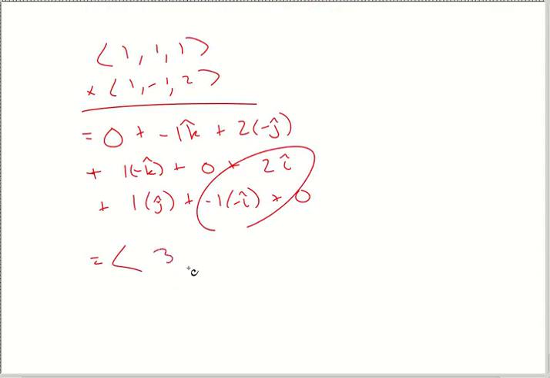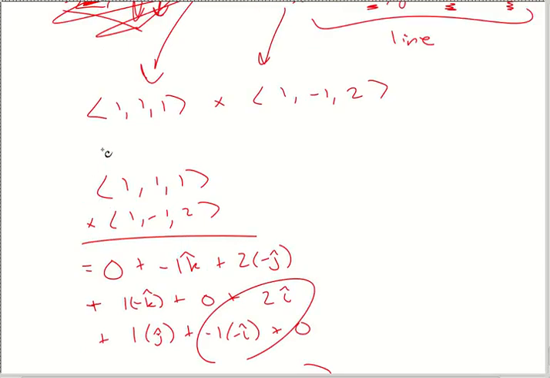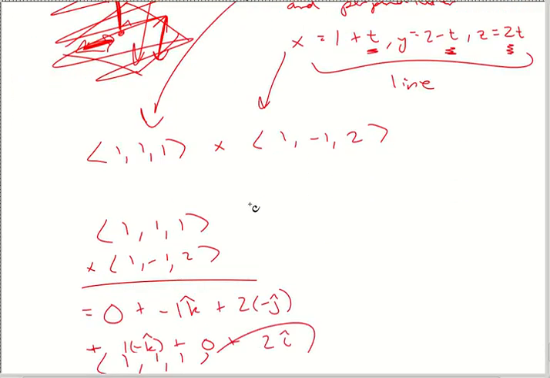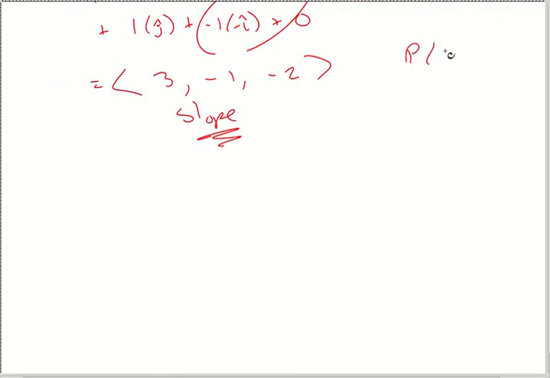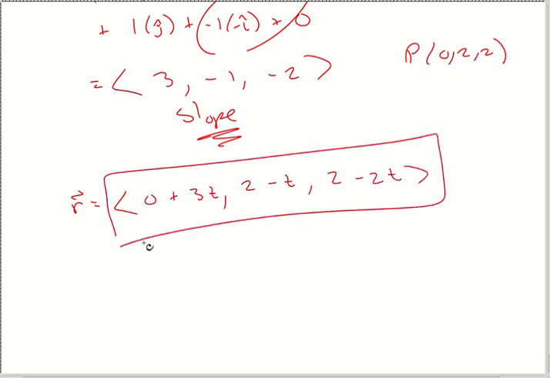1 plus 2 is a 3. My j's here, you can see I got -2 plus 1 is a -1. And then finally, these two guys right here make a -2. So this right here is, again, my slope of that line they're wanting. And then finally, we got a point that they gave me. So I'm going to use that point 0, 2, 2. And here we go. So I got my slope, I got my point. My r vector is 0 plus 3t, 2 minus 1t, and then 2 minus 2t. And that should do it.